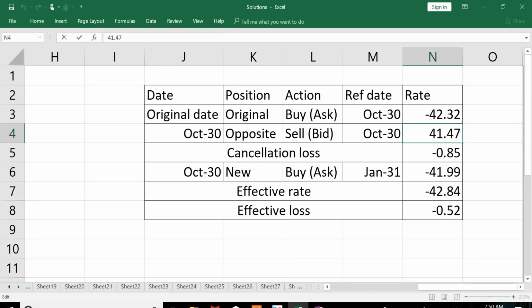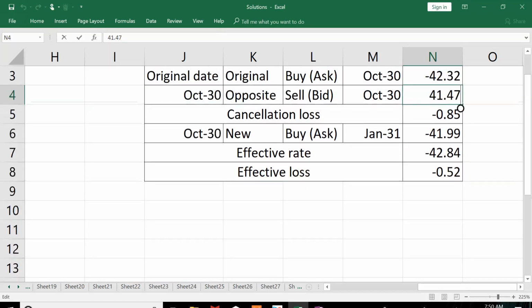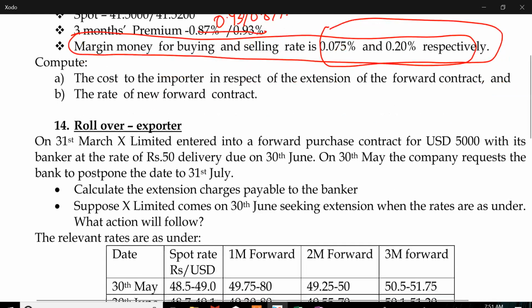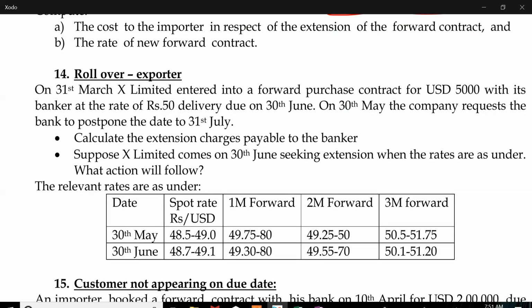Rate of new contract is 41.99. Now write the assumption. It is assumed that the given margin is for bankers buying and bankers selling rate. Given margin is for bankers buying rate and bankers selling rate.